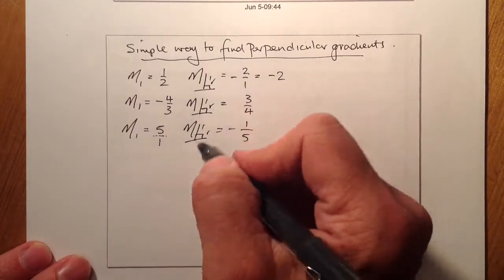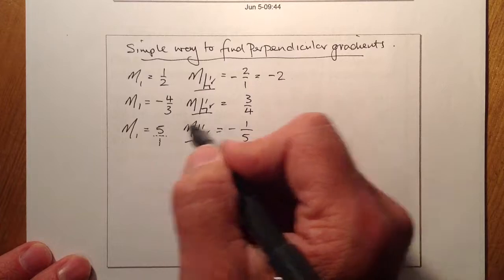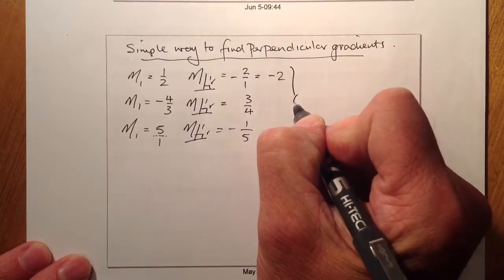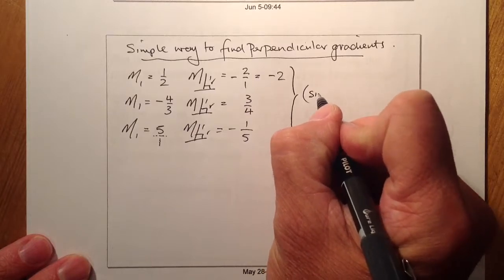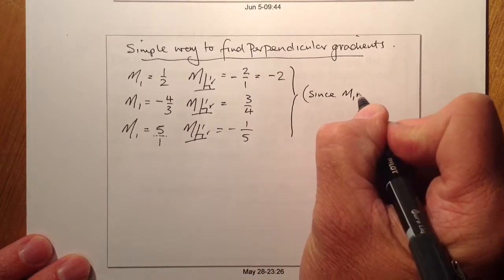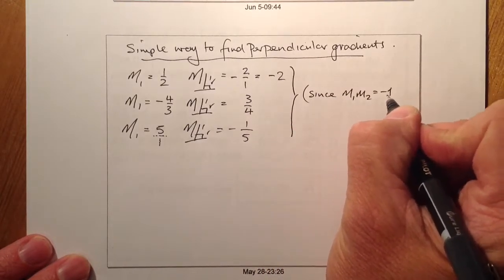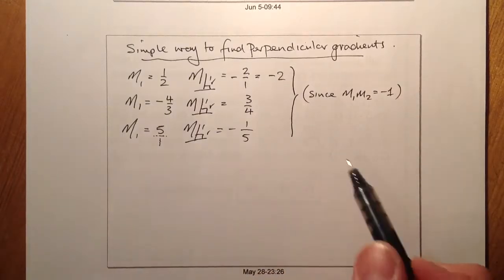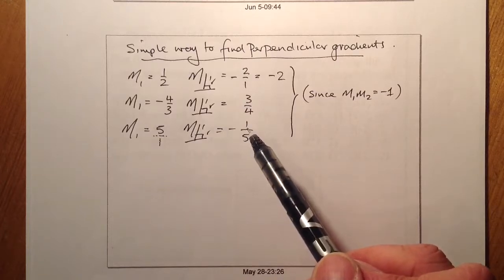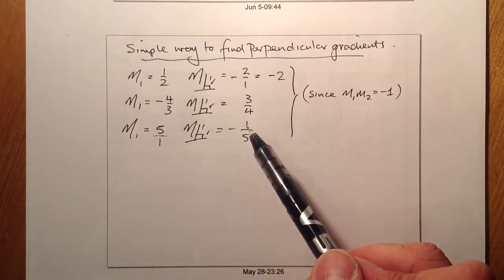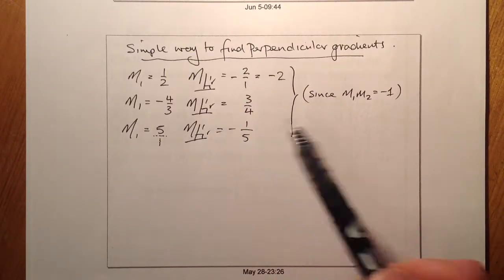So remember, whenever you use this simple method, what you'd be required to do is to make a statement, and the statement would be in brackets: since gradient 1 times gradient 2 equals -1. So that's how you know how to get that other fraction for the perpendicular gradient. So that's quite a simple way of doing it.